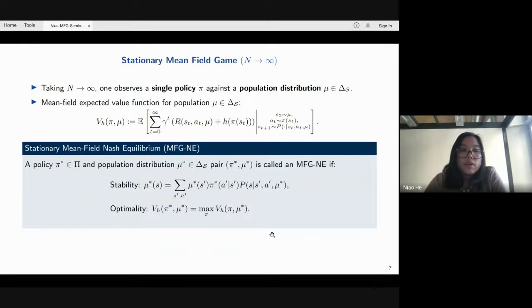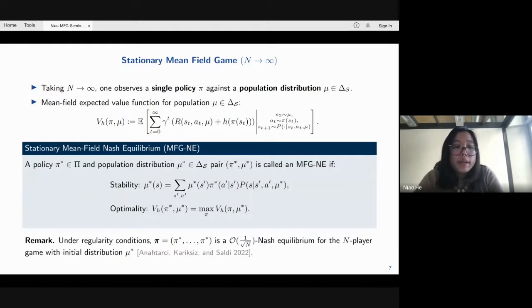So we can define the so-called stationary mean field Nash equilibrium, which is basically going to be this pair of solutions pi star and mu star, such that if you fix this population mu to be mu star, then this policy pi star is going to be the optimal policy with respect to the underlying system. And if you fix your policy to be pi star, then this mu star is going to be consistent, and it follows this stability condition here. So basically, a Nash equilibrium has to satisfy both the stability condition and the optimality condition.